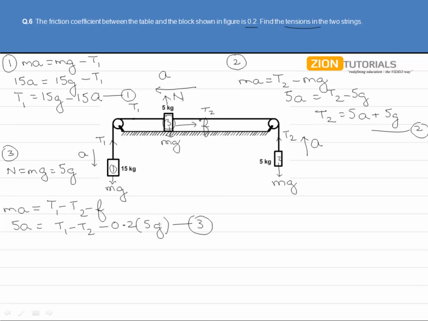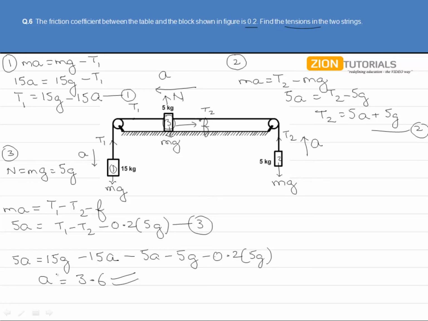Now friends, putting the values of T1 and T2 from equations number 1 and 2 into equation number 3 reduces the equation to 5a equals 15g minus 15a minus 5a minus 5g minus 0.2 into 5g, giving us the value of acceleration to be 3.6 meters per second square.